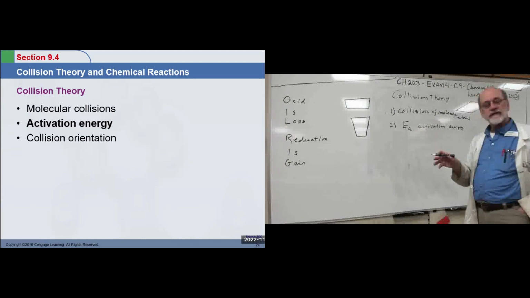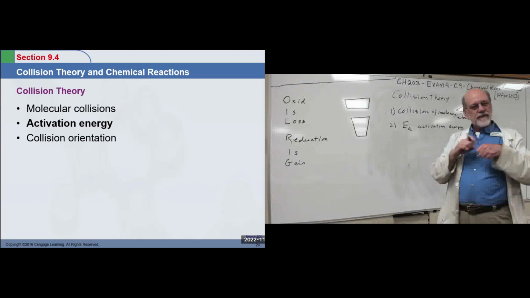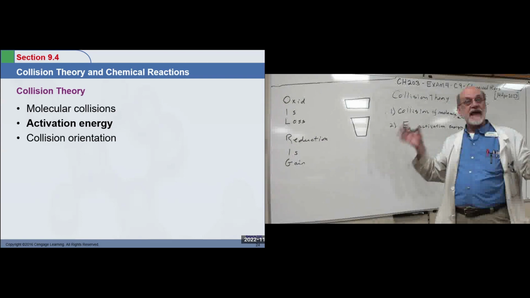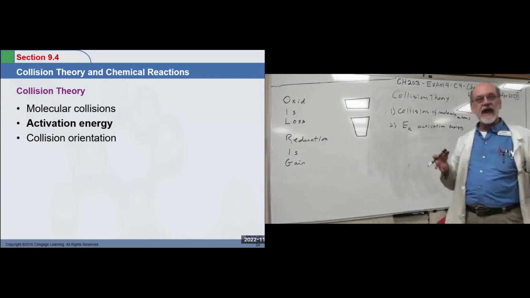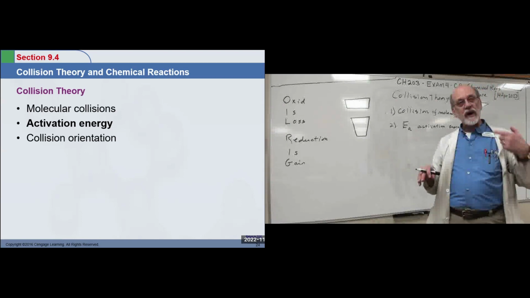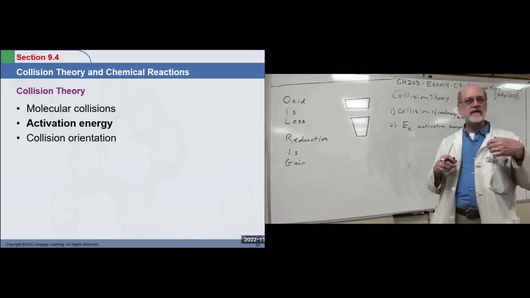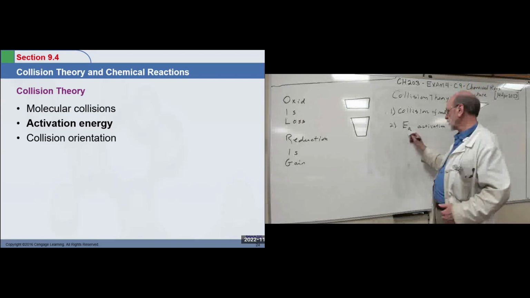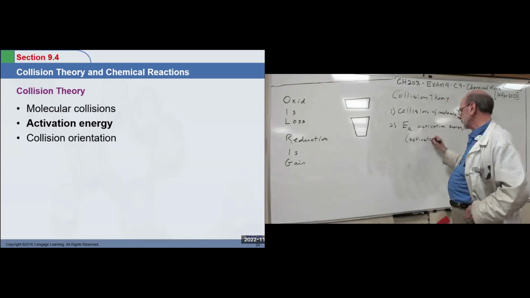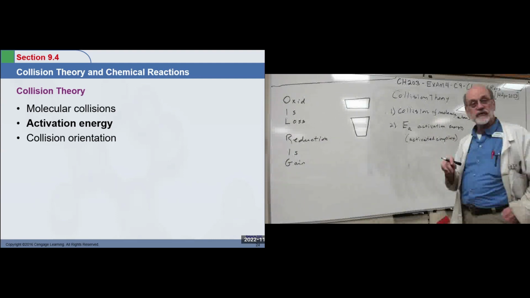So, on an individual collision basis, if there's not enough energy, then the reactants bounce off each other and nothing happens. There has to be enough energy in order to do what? You have to break bonds before you can form them. So they go through a state called an activated complex. You have to have enough energy to form the activated complex, then you can produce products.